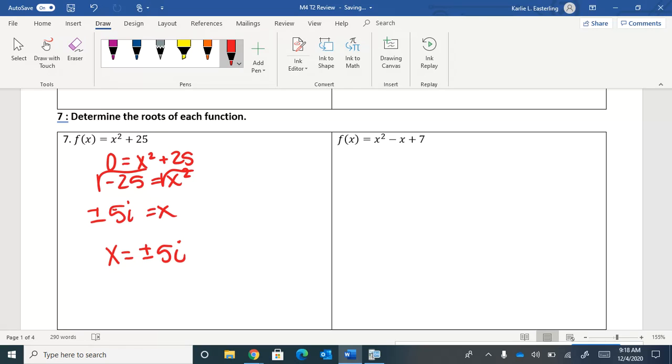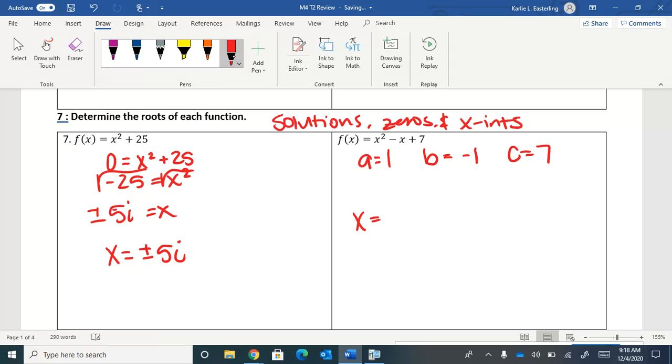For this second, determine the roots of each equation, because your roots are, I forgot to cover this, your solutions, zeros, x-intercepts. So find your solutions to the second one. This is, again, not factorable. So for this one, you do have to do the quadratic formula, or you could do completing the square, but I like the quadratic formula more. So A is 1, B is negative 1, and C is 7.